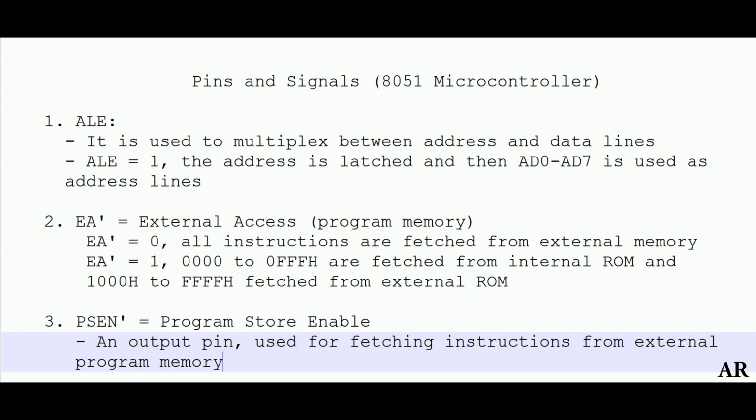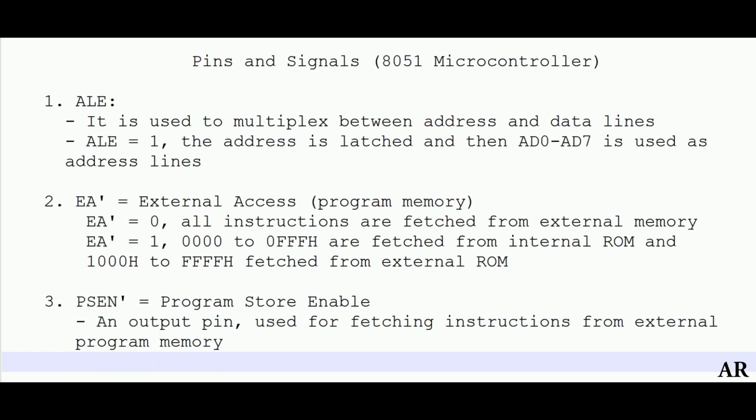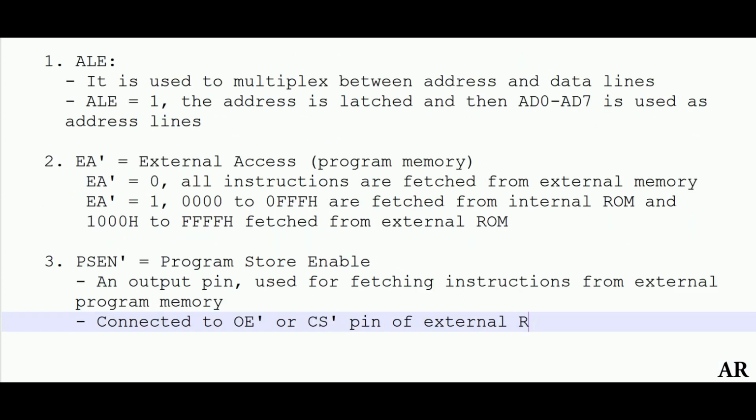It is similar to the chip select pin for your ROM. You can write here itself: it is connected to your output enable bar, or you can write the chip select bar pin of the external ROM. Now what does this mean? Whenever your 8051 microcontroller wants to get data from your external ROM, it will make this PSEN bar signal low. Since this signal is active low, it will go to logic 0, and as this signal is connected to the chip select pin of your external ROM, the ROM will get activated.